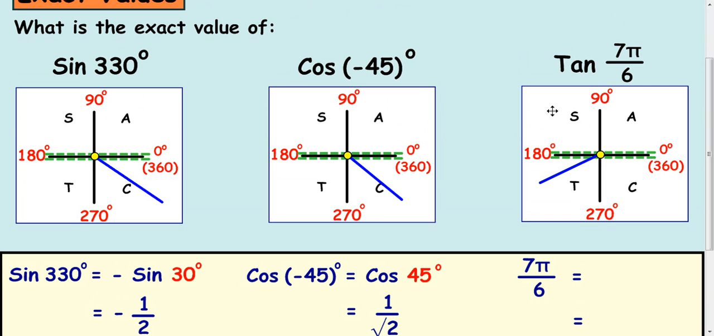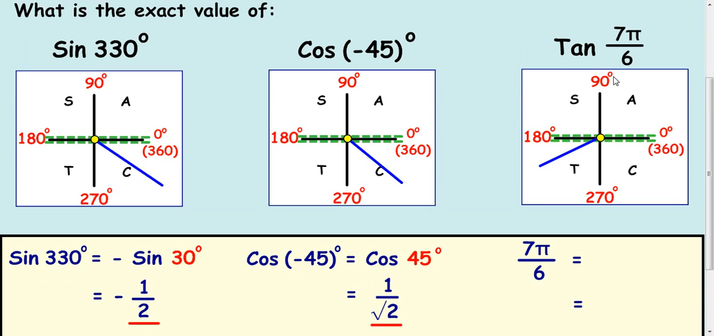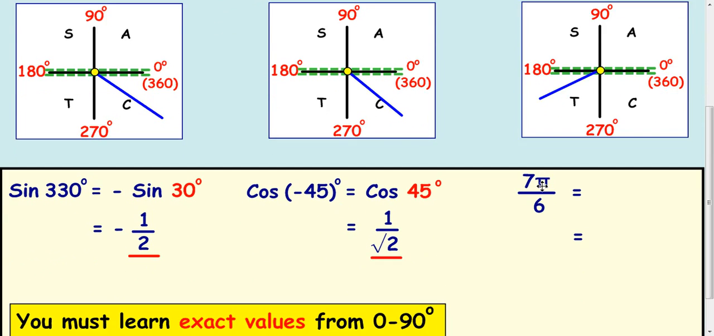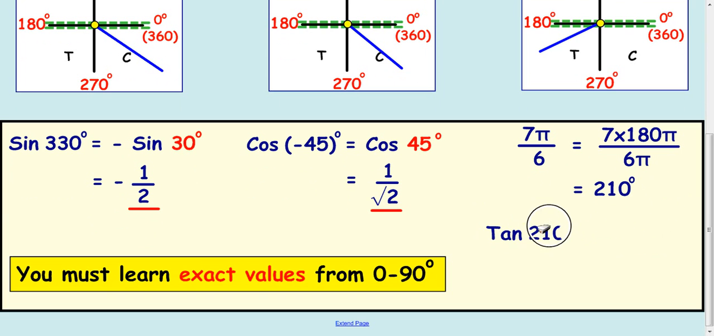Okay, and the final example here, we've got tan of 7 pi over 6. So we should notice this is in radians. The easiest way to do this calculation is to change the radians into degrees first and then do what we did in the first two examples. So to change radians into degrees, you multiply by 180 and divide by pi. So we'll do that here. The pi's will cancel out. I would divide the 180 by 6 first, and that's 30, and you times it by 7, you get 210 degrees. So what we're really finding here is the tan of 210 degrees.